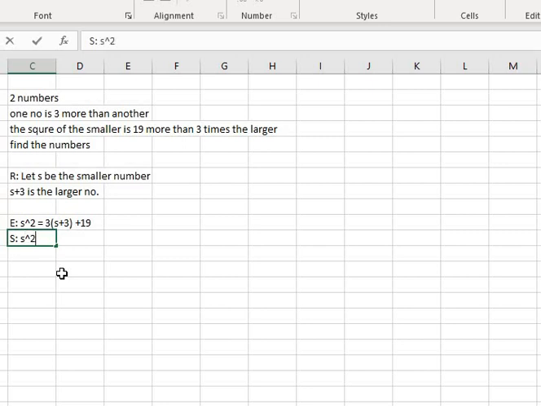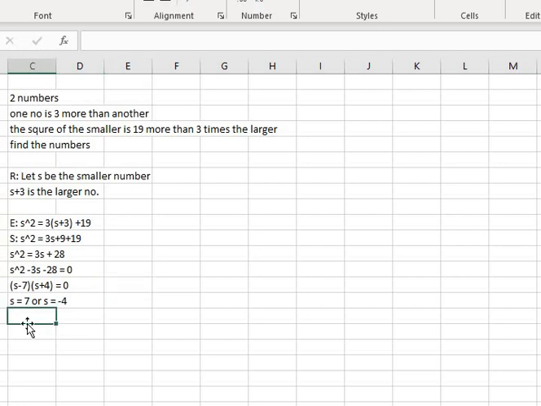We are going to have S squared is equal to 3S plus 9, plus 19. So S squared equals 3S plus 28. Let's put everything on one side: S squared minus 3S minus 28 is equal to 0, since this is a quadratic. This quadratic equation is factorable. The factors are S minus 7 times S plus 4 equals 0. The zero property tells us that S is equal to 7 or S is equal to negative 4.